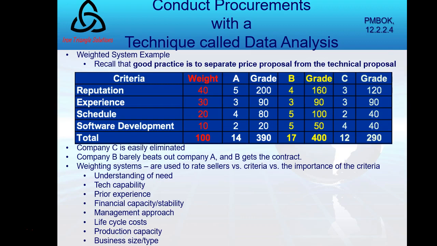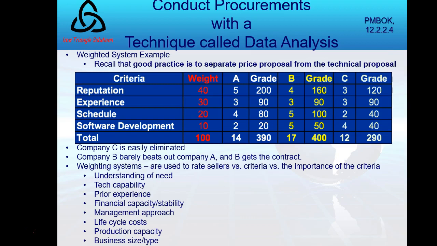Now look over Company C. They graded out at 290 points. It doesn't mean they're a bad company. They scored second highest and, frankly, almost equal to B in software development. It's probably a great software development company, but we were looking for something else.